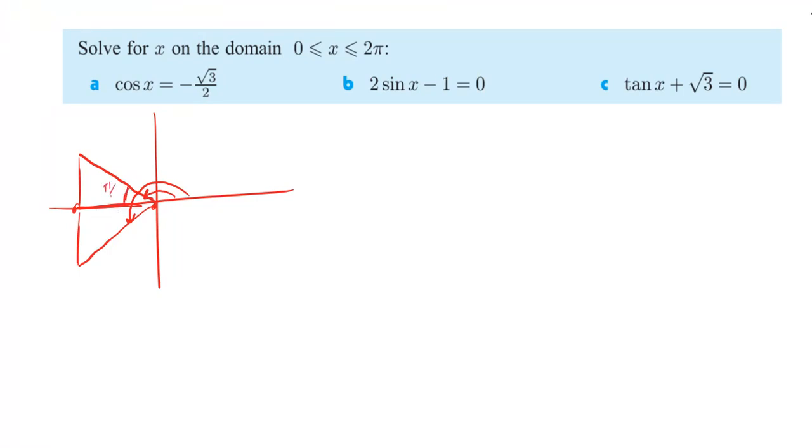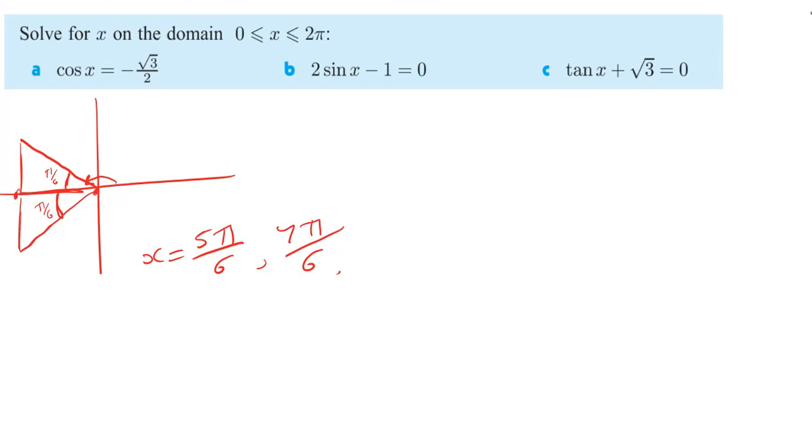of pi over 6, which means that our original angle must have been, in this case, x rather than theta. X is equal to 5 pi over 6 if we're rotating from that positive x-axis, right. And then our other one is going to be if we have our pi and we add that pi over 6 onto that pi. So we're going to have another solution at 7 pi over 6. So there is our answer for A.